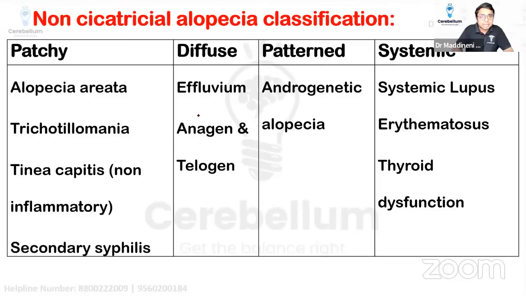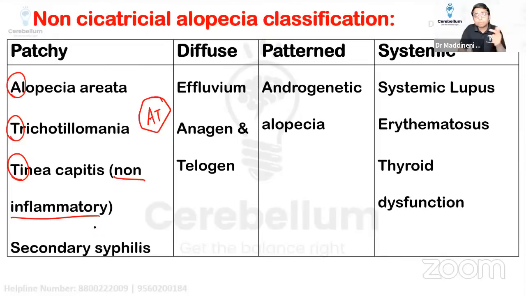In fact, there are so many conditions in which non-scarring alopecia can be seen. You can remember them with the help of this simple trick: all those conditions which usually start with the alphabet A and T are non-scarring or non-cicatricial varieties of alopecia. As you can see here, alopecia areata, trichotillomania, tinea capitis of non-inflammatory varieties, which are gray patch and black dot types, anagen effluvium, telogen effluvium, and androgenetic alopecia. Apart from this, there are certain other conditions you must remember: thyroid dysfunction, systemic lupus erythematosus, and secondary syphilis. These also produce non-cicatricial or non-scarring alopecia.